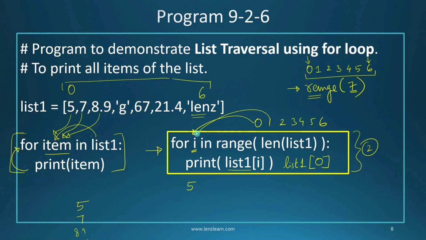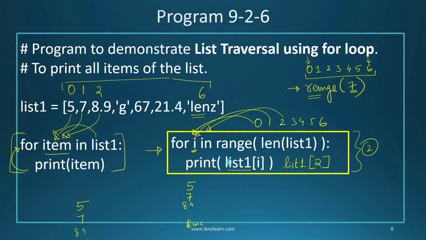Next time value 1 will be loaded into i. So now I will be trying to print list 1's value at index 1. At index 1 you have 7, so that will be printed out. Now 2 will be loaded into i, so right now I will be trying to print the value available at index 2. So 8.9 will be printed. It will print up till the last element, and it will stop.